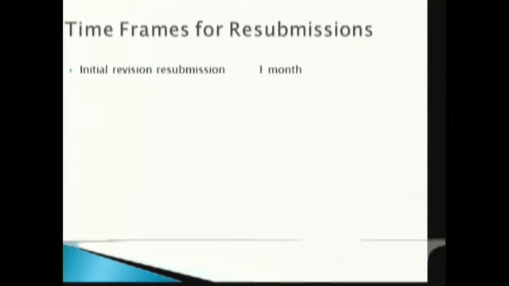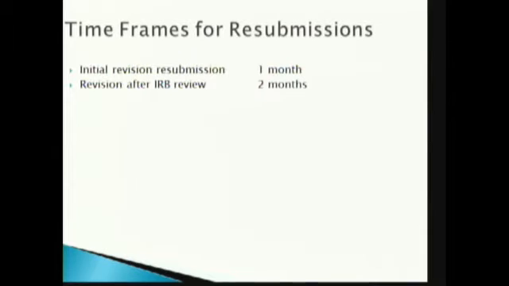These are the timeframes for resubmission. From the initial review, if you get an email saying that certain issues need to be addressed or changed, we usually give you 1 month to resubmit. For the revision after an IRB review, when you get the IRB decision memo, we usually give you 2 months to resubmit the revised application.